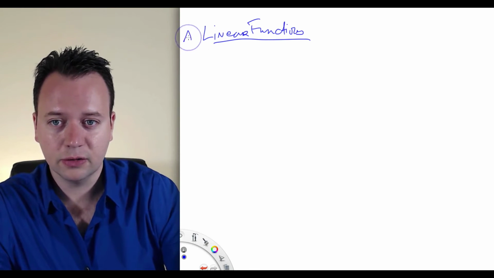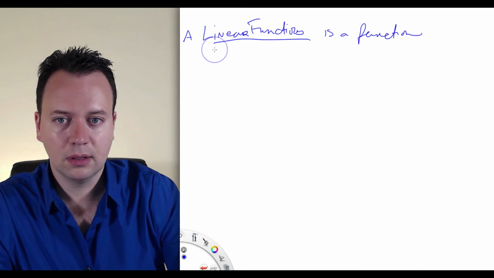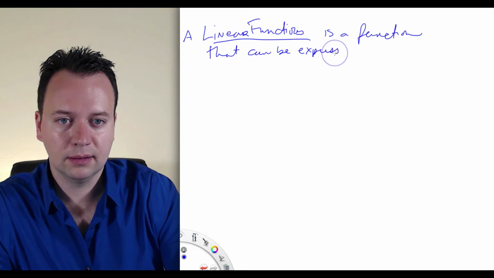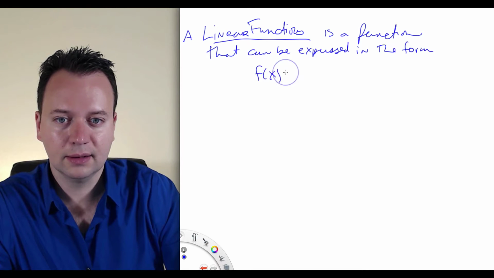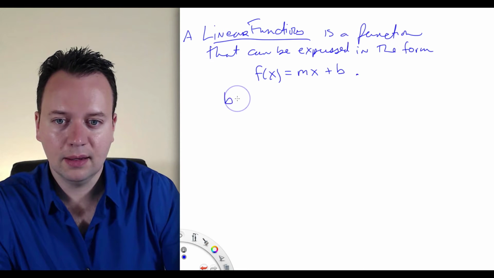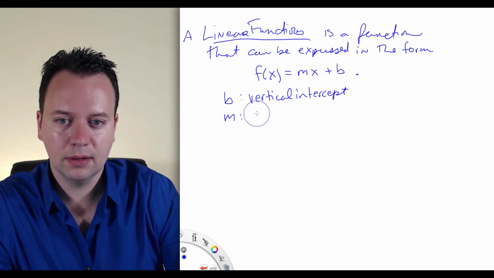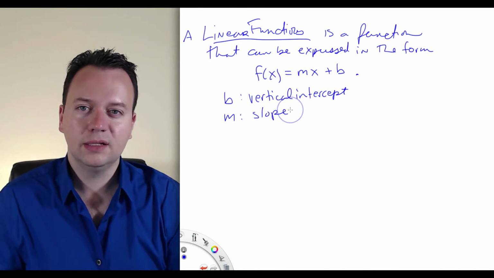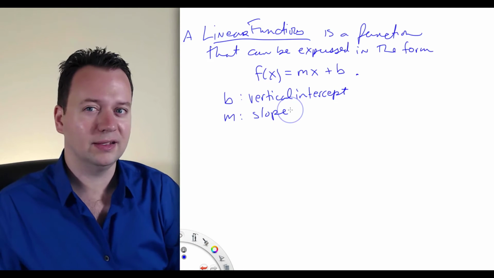So we can say a linear function is a function that can be expressed in the form f of x is equal to mx plus b. Here b is called the vertical intercept and m is called the slope. So basically linear functions have a slope and a vertical intercept. Sometimes the vertical intercept is known as a y-intercept.